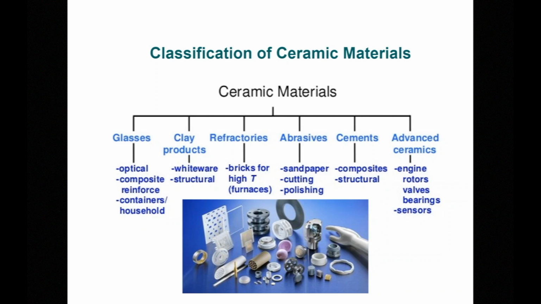Abrasive materials indicate higher wear and tear function. So, for example, what you'd find in a cutting or polishing tool, or sandpaper, would be granular ceramic materials. Cements, of course, will be made up of different types of mined materials. They are used as structural composites, industrials. And then, of course, advanced ceramics would be used for engine parts, rotors, valves, bearings, sensors, and so forth. So hopefully we'll get some examples of each of these uses by the end of the talk.